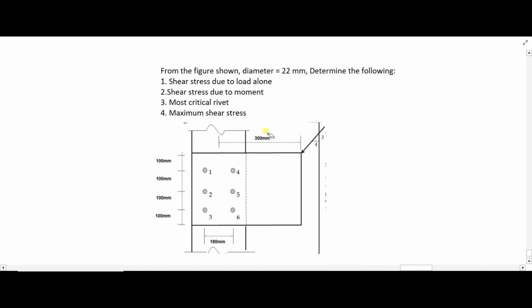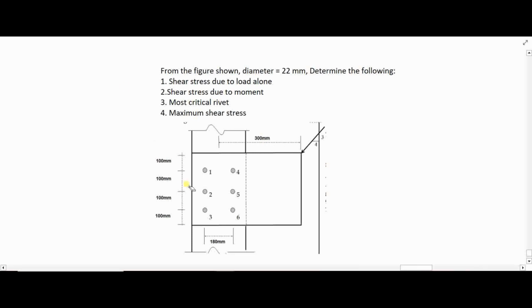For today's video, we will be solving a bolted connection under eccentric loading. This topic is under PSAD, and we have our problem from the figure shown. The bolt diameter is 22 millimeters. Determine the following: first, the shear stress due to load alone; second, the shear stress due to moment; third, the most critical rivet; and lastly, the maximum shear stress.